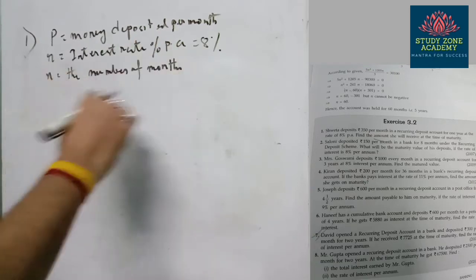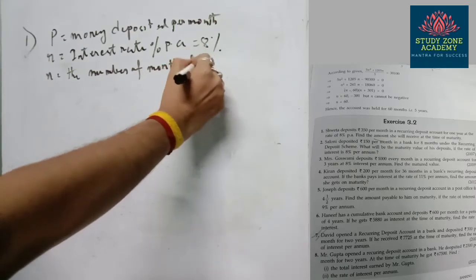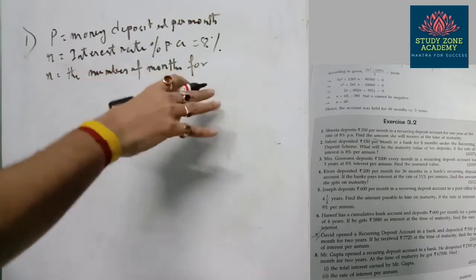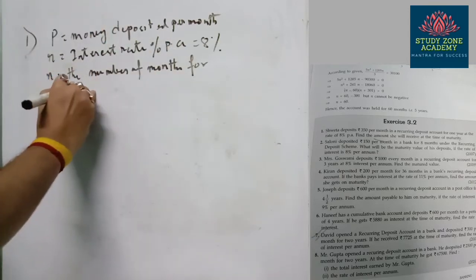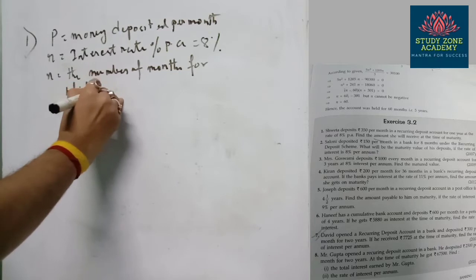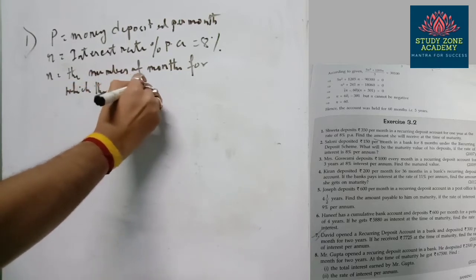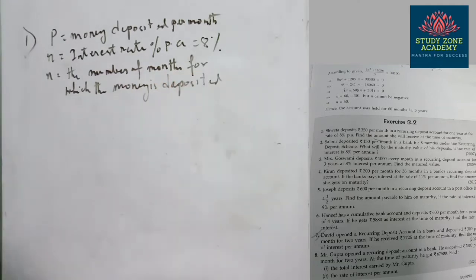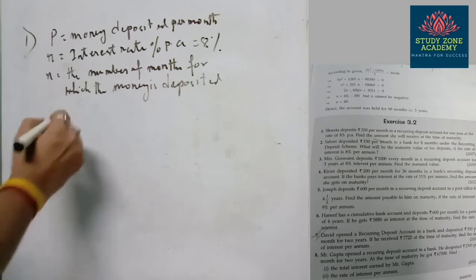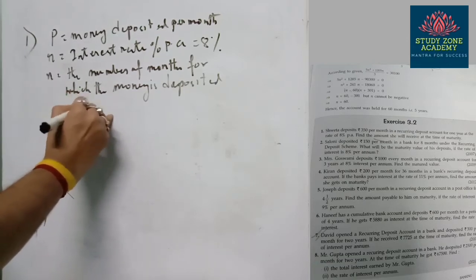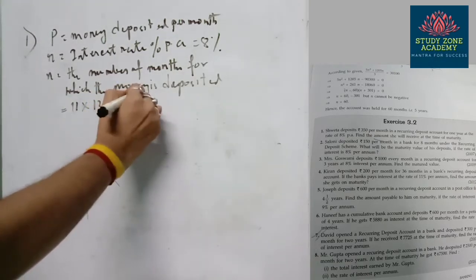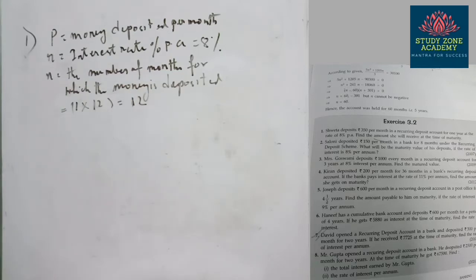I'm repeating in case my handwriting is not quite visible. I've written the number of months for which the money is deposited. Clear? In this case they have mentioned 1 year, so it will be 1 into 12, which is 12 months. Clear? Fine.